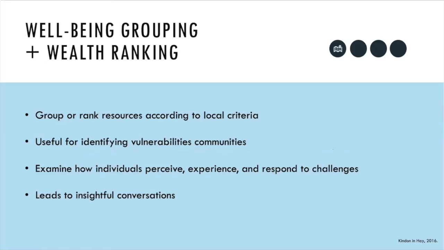Next, we have well-being grouping and wealth ranking. In this application, participants group and rank households, neighborhoods, regions, or just groups of people based on local criteria. It is useful for identifying vulnerable communities and potential opportunities for improvement. I use the term community here because that could mean a physical area or a subset of people in society.